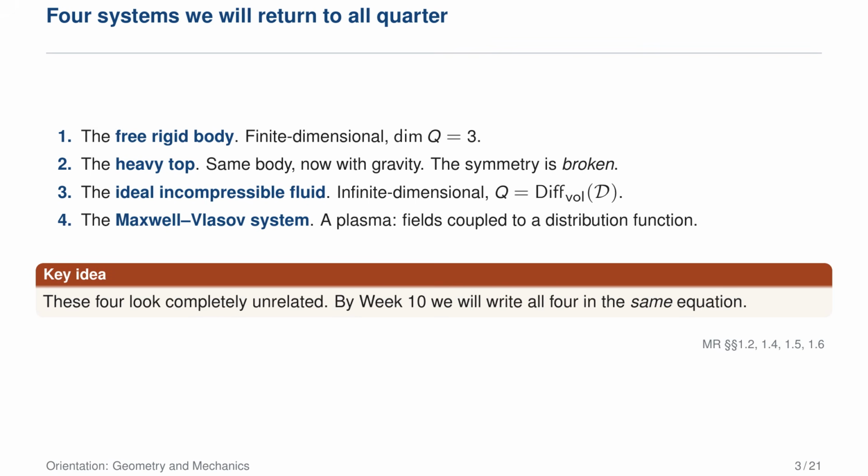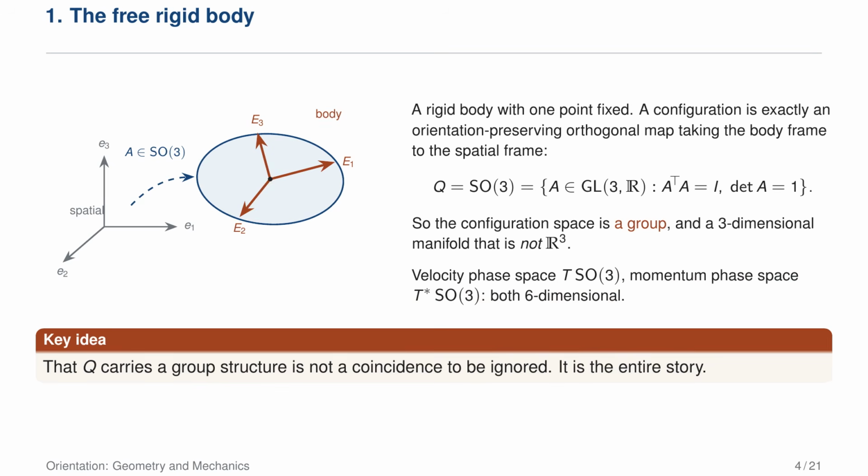Right now, those 4 look like they have nothing to do with each other. One is a spinning top, and one is a plasma. By week 10, we will write all 4 of them in the same equation. Start with the free rigid body.